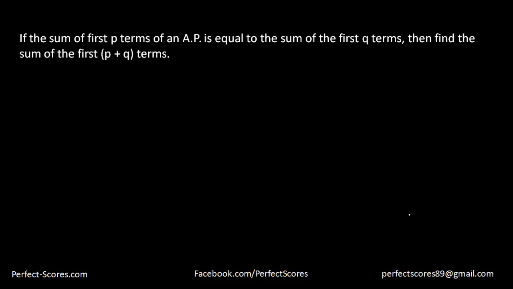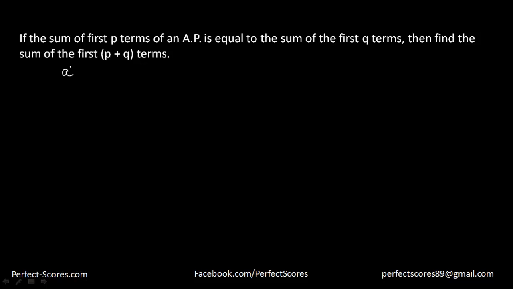So the question says that if the sum of the first p terms of an arithmetic progression is equal to the sum of the first q terms, then find the sum of p plus q terms, right? If this is a multiple choice question and the answer options are variables, then you should rather plug in there. But I'm going to use a little bit of math to calculate this, right? So the sum of the first p terms of an arithmetic progression. Let's suppose that the first term of the arithmetic progression is a.